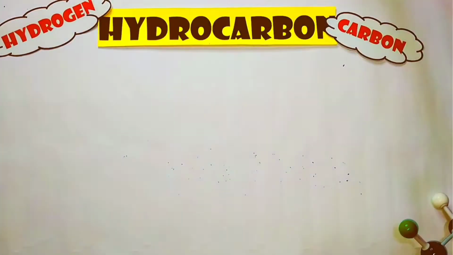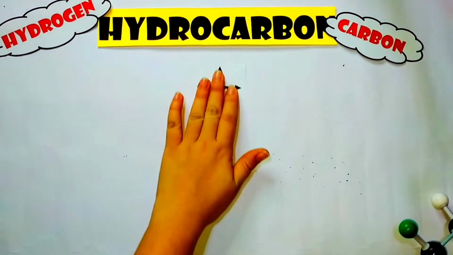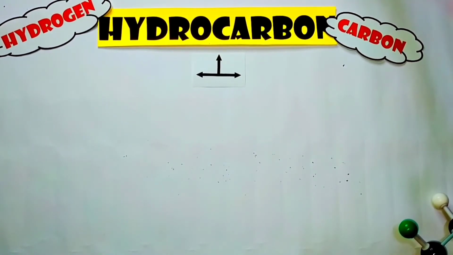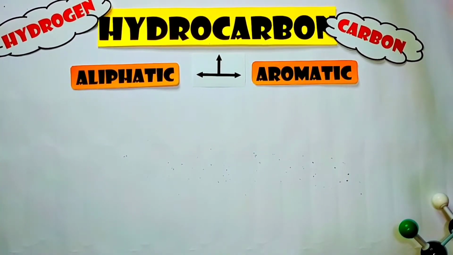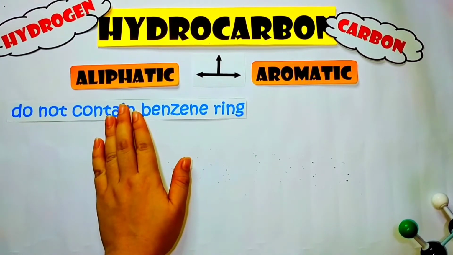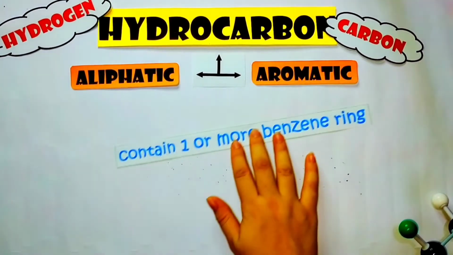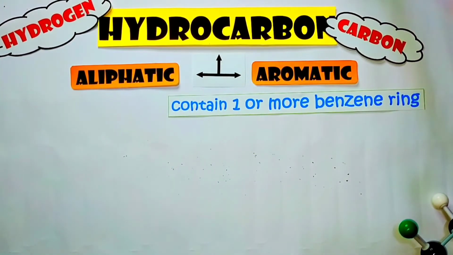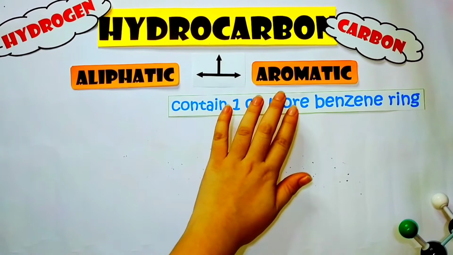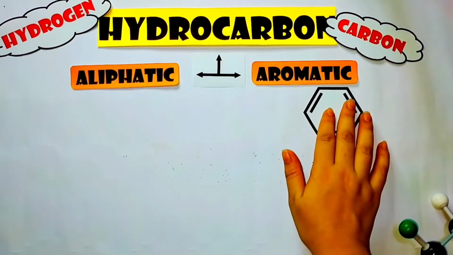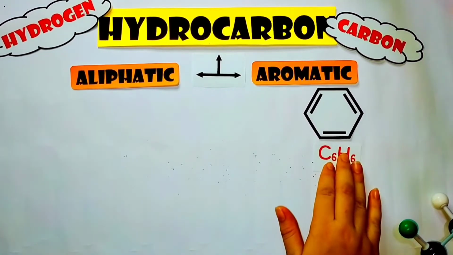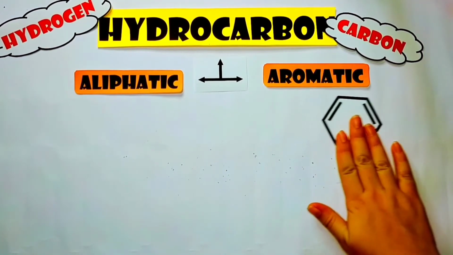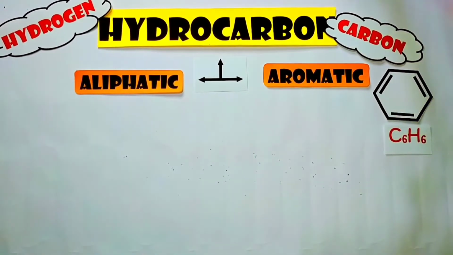Hydrocarbon is classified into two: aliphatic and aromatic hydrocarbons. Aliphatic hydrocarbon do not contain benzene ring, while aromatic hydrocarbon contain one or more benzene ring. This is the structure of a benzene ring with the formula C6H6. As you can see, benzene has alternating double bonds.